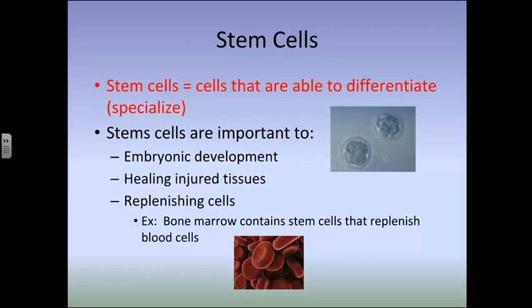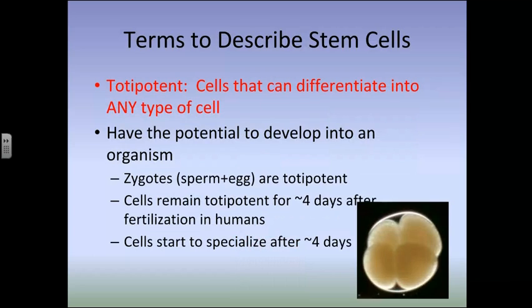They're really important for embryonic development, but we also use them later in life to heal injured tissues or to replenish cells. So your body needs to make more blood cells, but blood cells can't make more blood cells, so we actually use stem cells to make more blood cells. Pretty interesting, huh? So we've got 3 terms to describe stem cells. The first one is called totipotent, and those are cells that can differentiate into any type of cell. So they have the potential really to stay and develop into an entire organism.